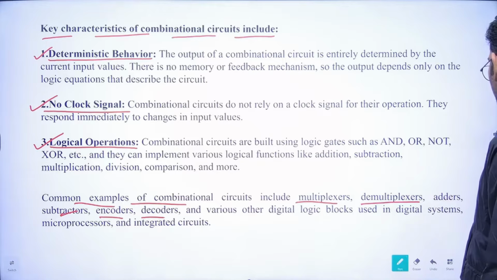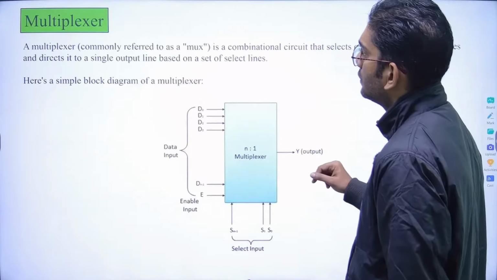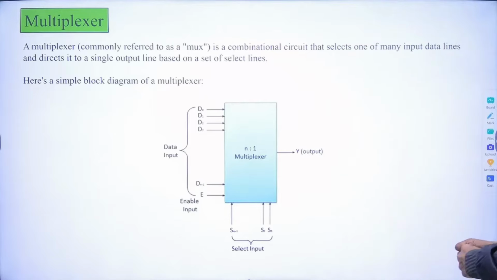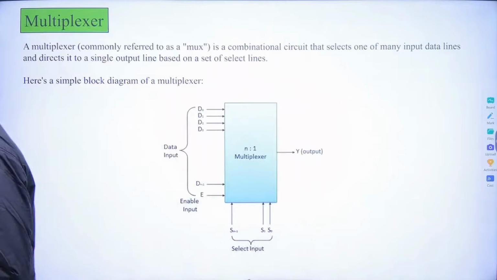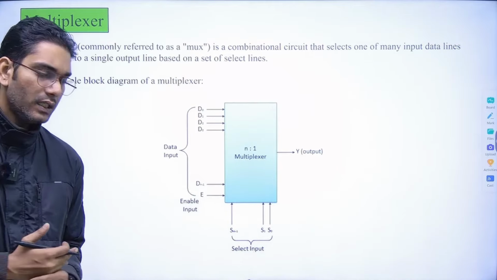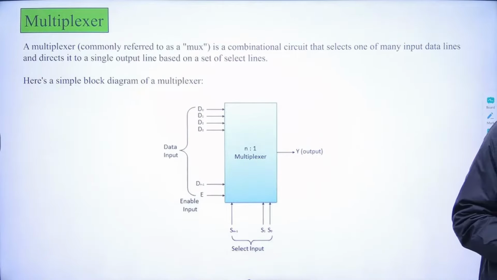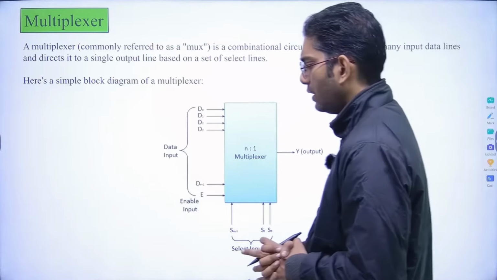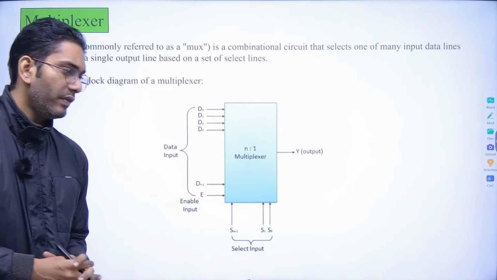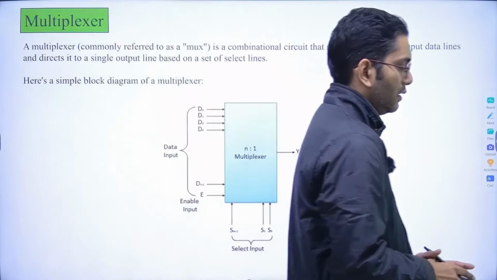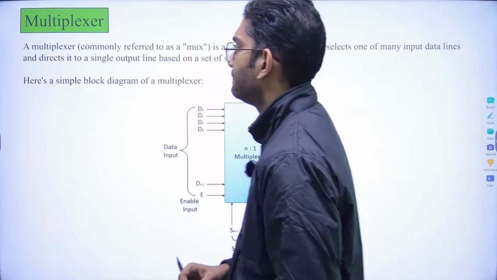Now, coming to the next part. In this lecture, we will be studying the basic building block, or the basic element of combinational circuits, that is the multiplexer. It is the most commonly used element, and we will be studying it here in this lecture.